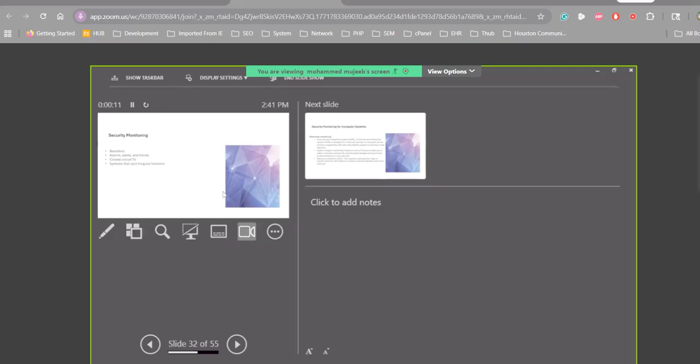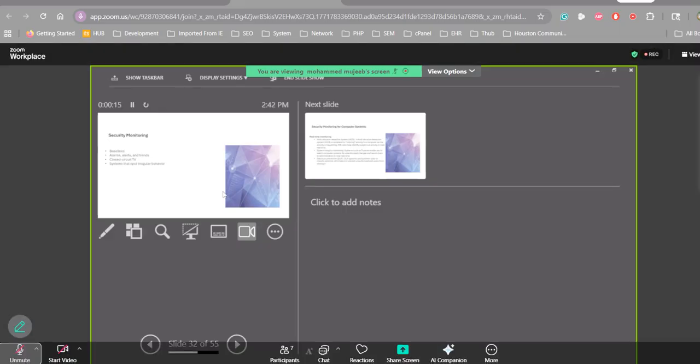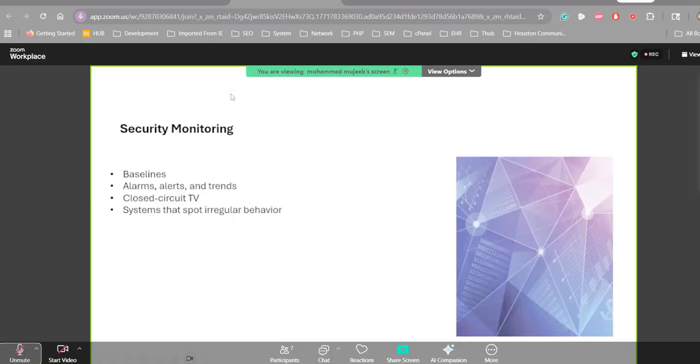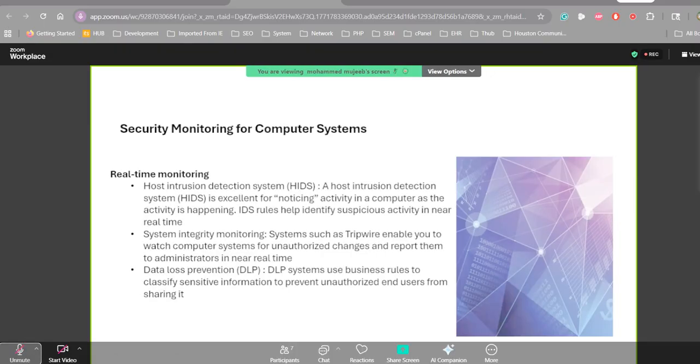Okay. So security monitoring, right? We monitor the baselines, alarms, alerts, and trending. Closed circuit TV system that spots irregular behavior. Right? So is it fine now? Yeah. Okay. So security monitoring for computer systems, real-time monitoring.